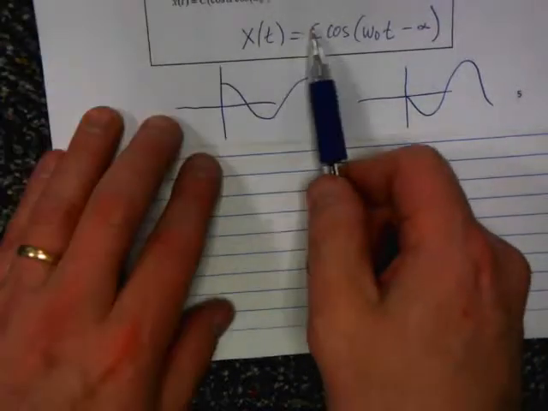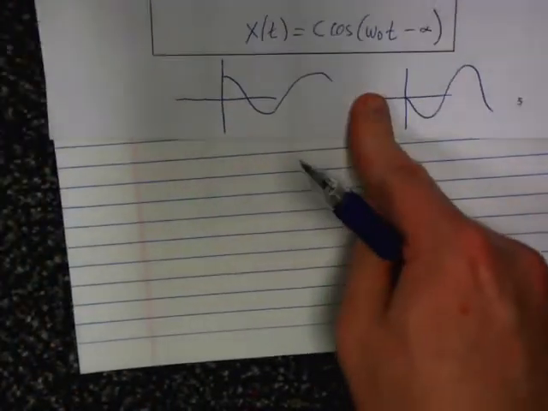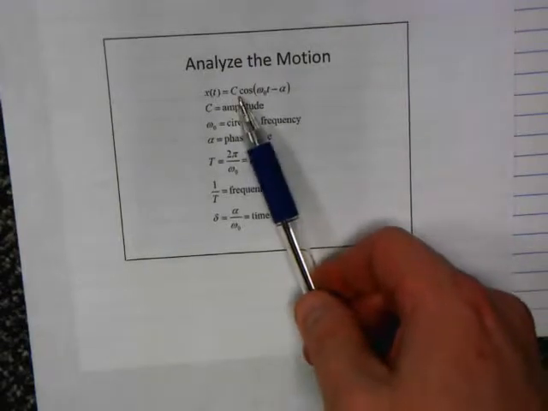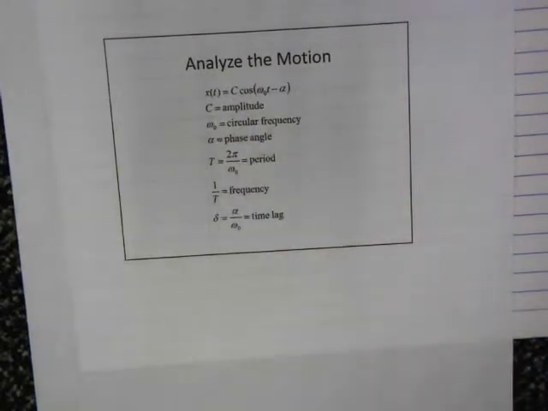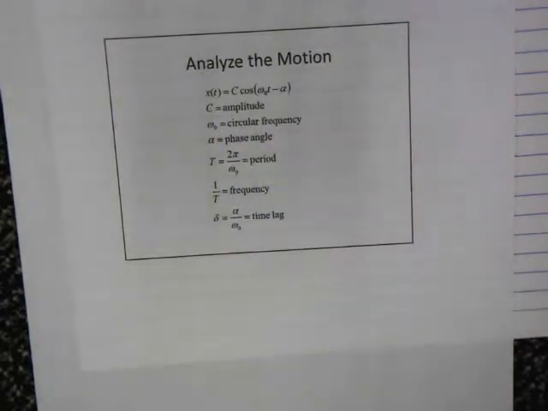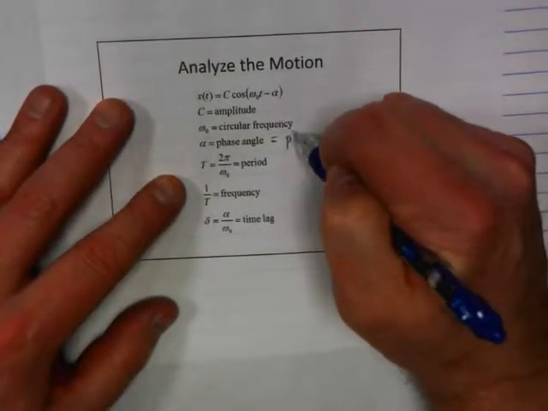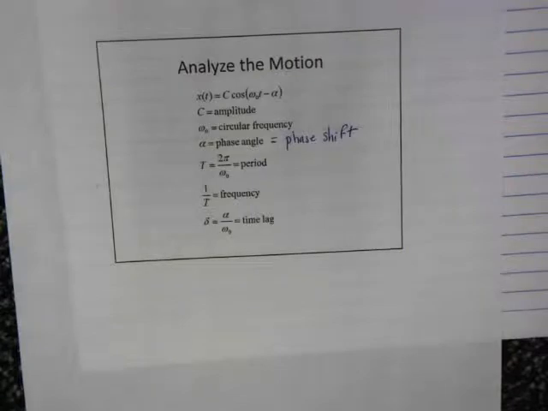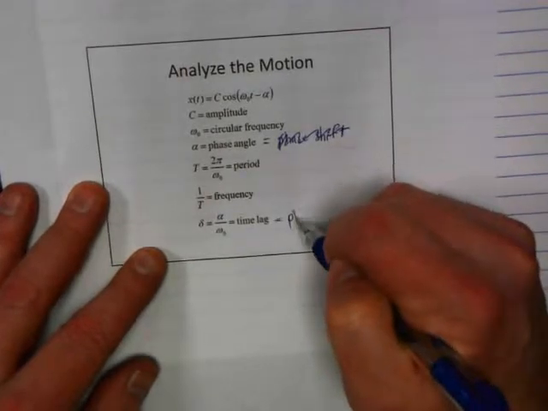All right, now, all these numbers, the C, the omega naught, and the alpha, they all tell us some important things. You might remember from your days in pre-calculus, this number C is called the amplitude. This number omega naught is known as the circular frequency. Alpha is called the phase angle. In pre-calculus, we usually call that the phase shift, so I tend to use those words a lot. I usually call that the phase shift. No, that one's not the phase shift, I'm sorry. This one's the phase shift down here.